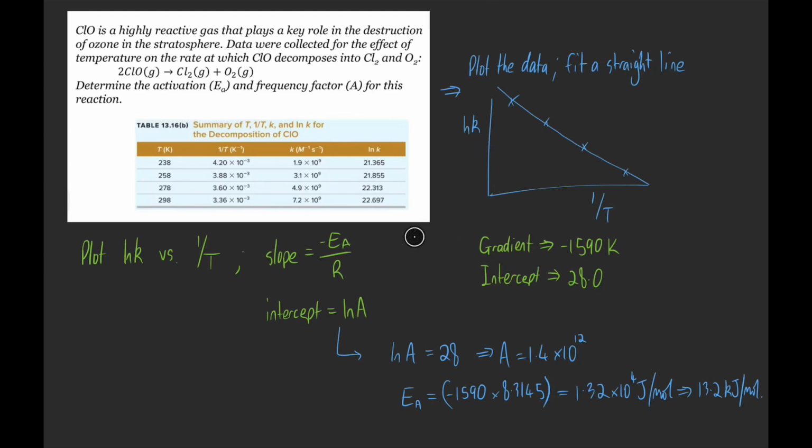So using the Arrhenius relationship, we've shown how we can determine the values of the activation energy and the frequency factor for a reaction based on knowing the temperature and the rate constant dependence on that temperature.